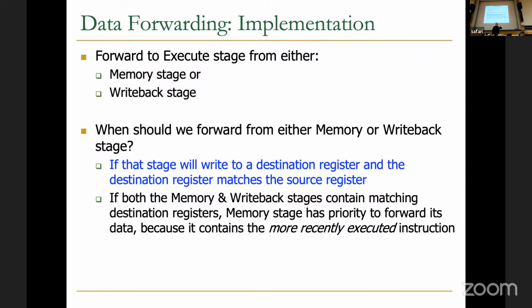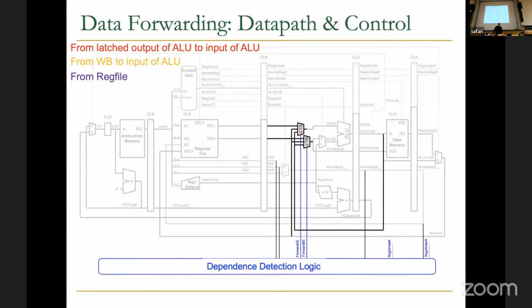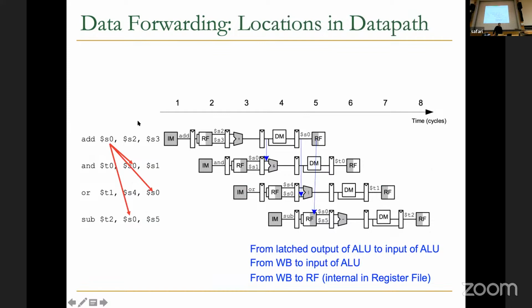Imagine the order of instructions. You have one instruction here, for example, that writes to S0. And imagine that we have another instruction below it that also writes to S0. Then we have the and, or, and subtract operations that all want to read from S0. Naturally, you want to forward the S0 value from the second instruction, which is hidden here, to these instructions, because that's the up-to-date one. So you need to consider that.